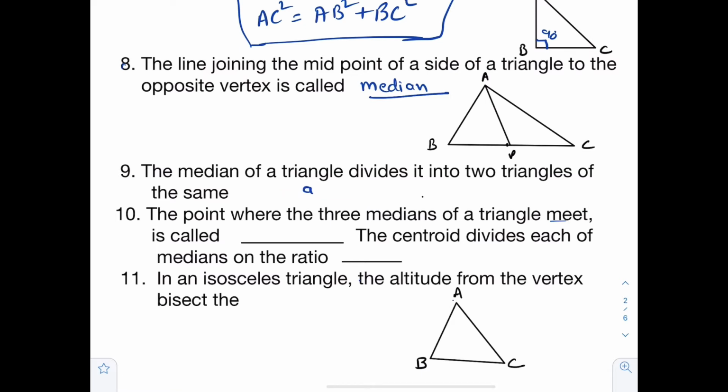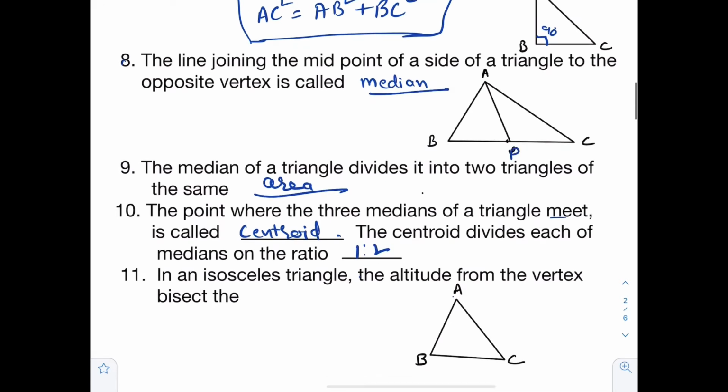Now next one, 10th one. The point where the three medians of a triangle meet is called centroid. The centroid divides each of the medians in the ratio of 1:2. So in this triangle ABC, P is the midpoint of BC. Suppose Q is the midpoint of AC and R is the midpoint of AB.